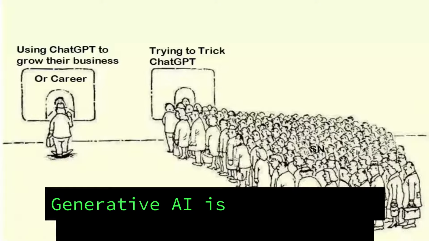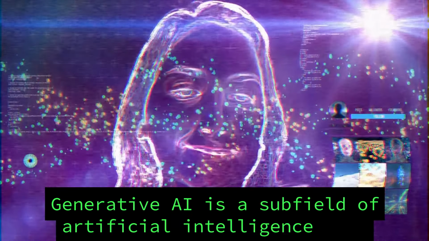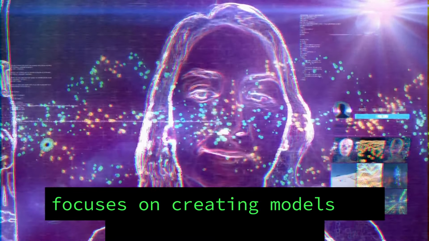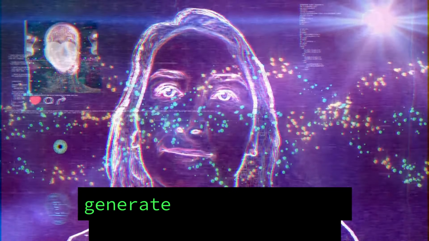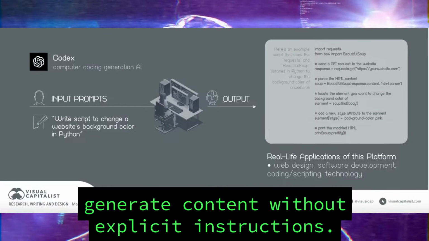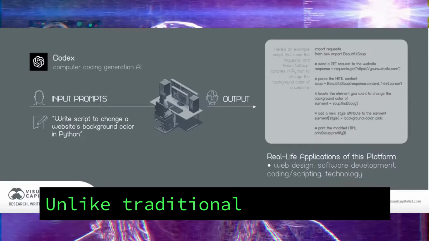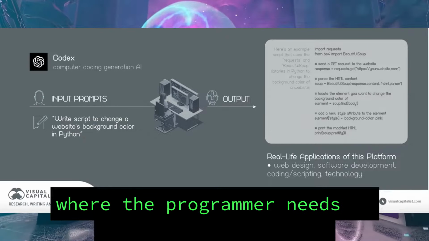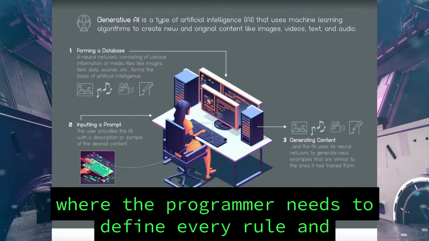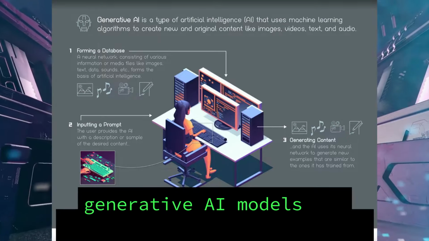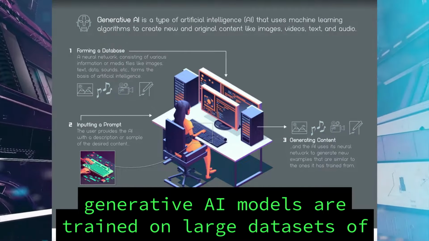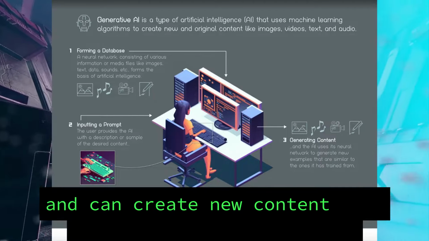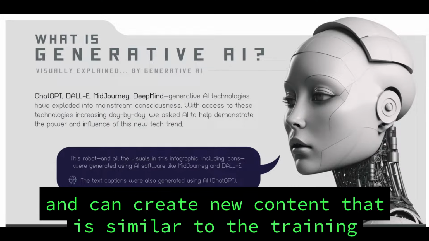Generative AI is a subfield of artificial intelligence that focuses on creating models and algorithms that can generate content without explicit instructions. Unlike traditional programming, where the programmer needs to define every rule and parameter, generative AI models are trained on large datasets of examples and can create new content that is similar to the training data.